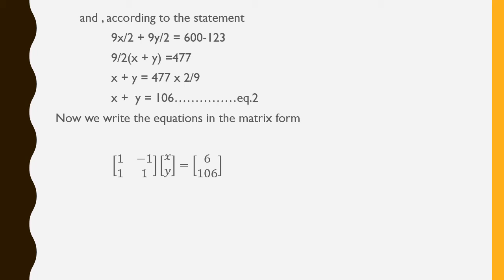According to the statement, as the cars are moving towards each other, the distance covered by both cars will be equal: 9/2x plus 9/2y is equals to 600 minus 123. Because the cars covered the 123 km distance, so the remaining distance will be equal to 477 kilometers. Now the statement becomes x plus y is equals to 477 multiplied by 2/9 and the linear equation x plus y is equals to 106. This is equation number 2. Now write this equation in matrix form. You have to solve this by matrix inverse method and Cramer's rule by yourself.